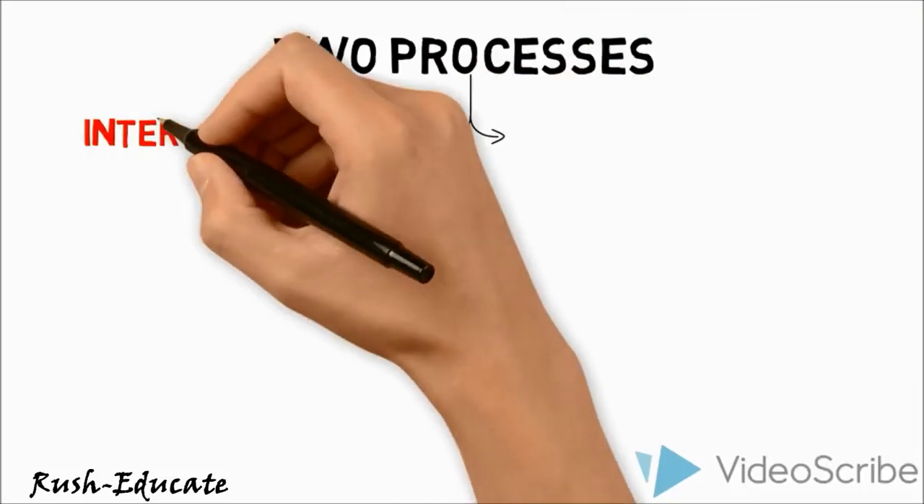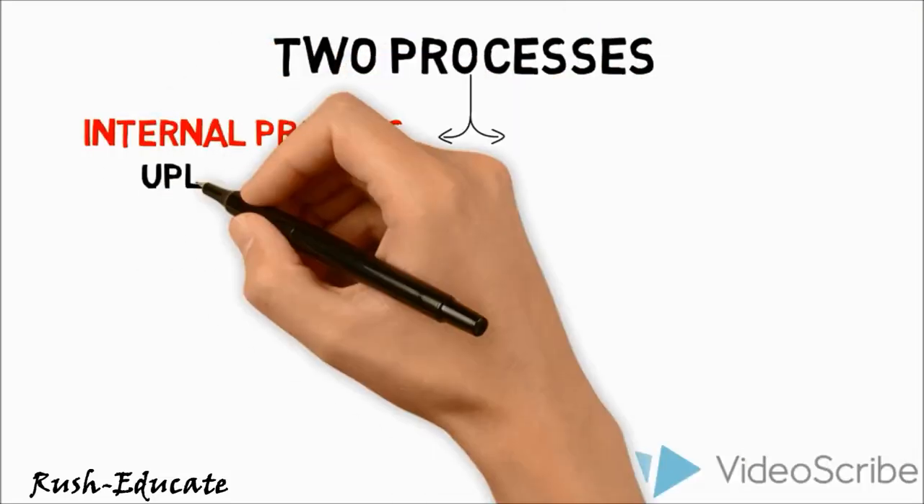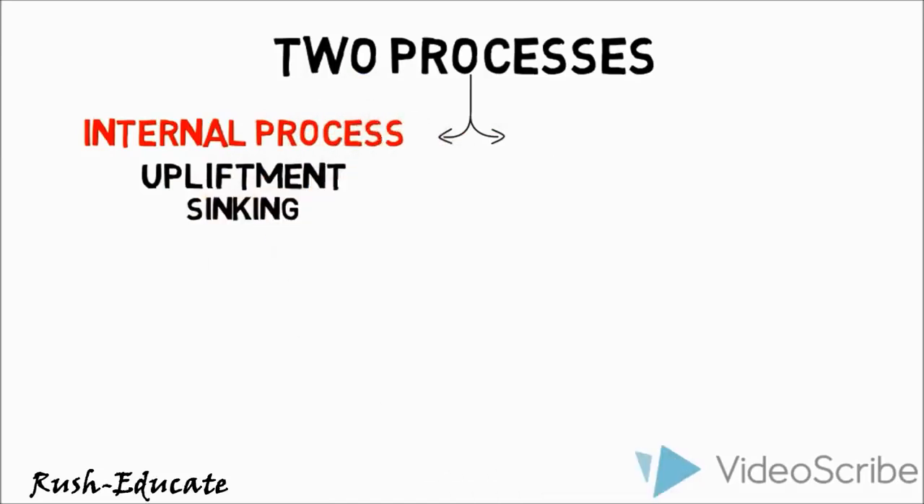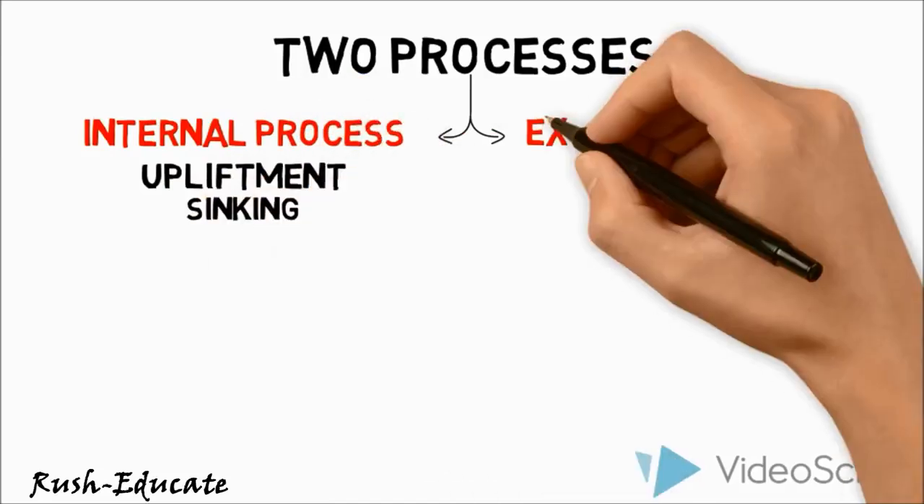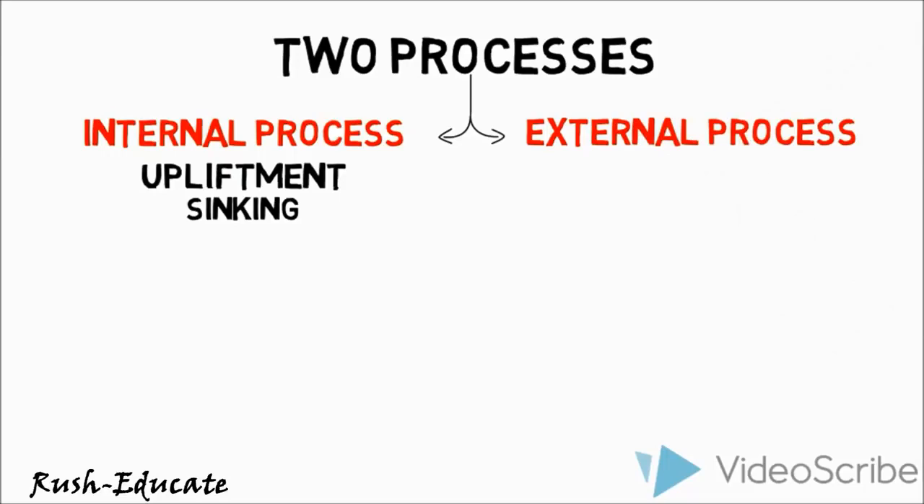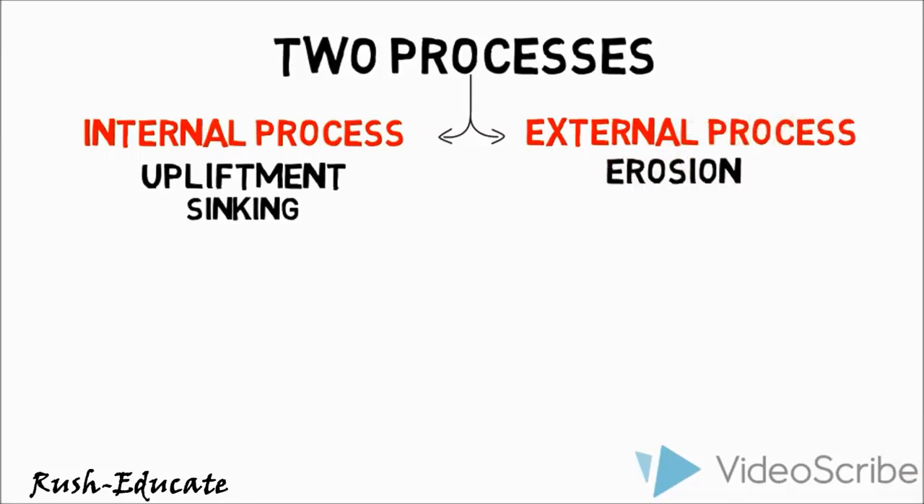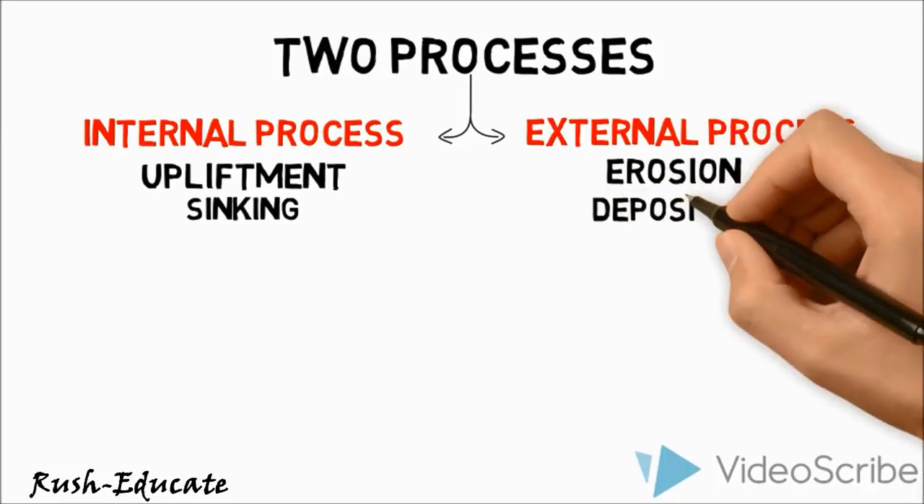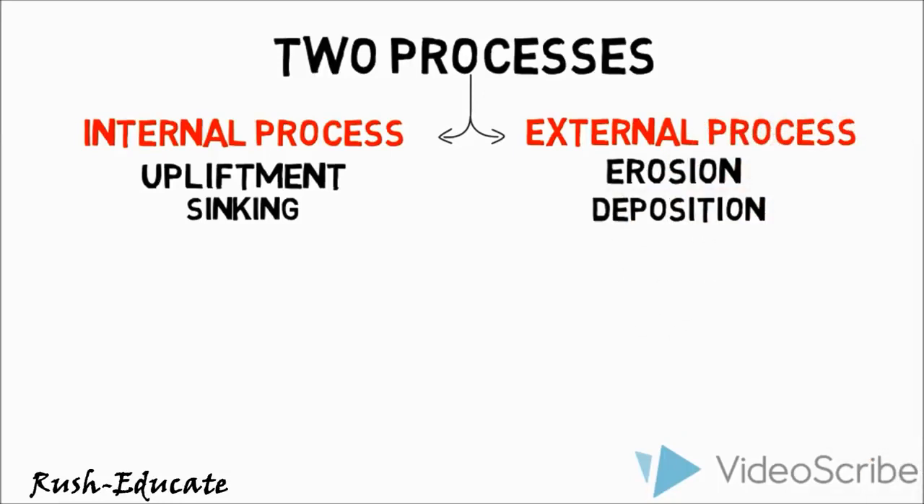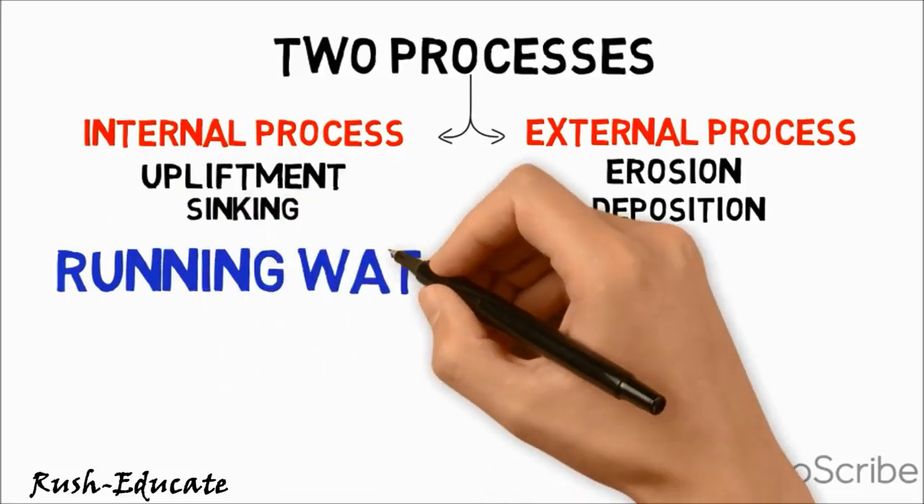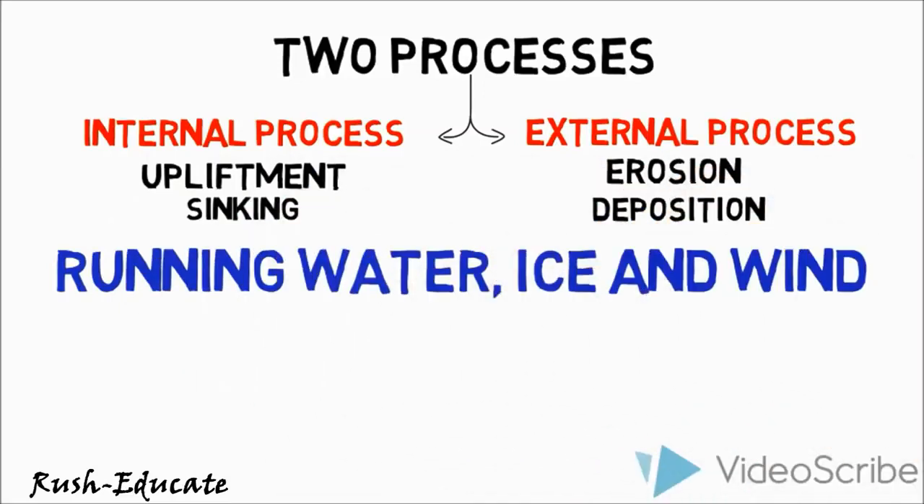Landforms are a result of two processes. The first, or the internal process, leads to the upliftment and sinking of the Earth's surface at several places. The second, or the external process, is the continuous wearing down and rebuilding of the land surface. The wearing away of the Earth's surface is called erosion. The surface is being lowered by the process of erosion and rebuilt by the process of deposition. These two processes are carried out by running water, ice and wind.